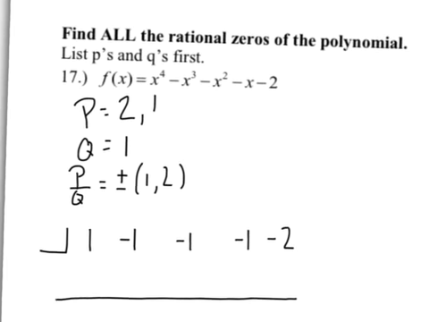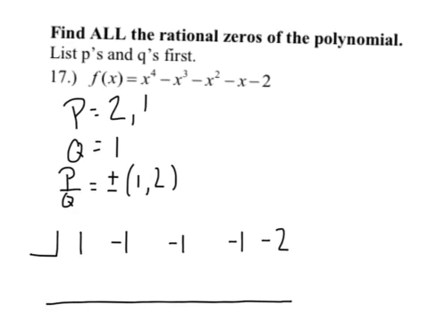Question 17 says find all the rational zeros. All the rational zeros are the answers to the polynomial. First thing it says to do is list p's and q's. That's what I did here. P was 2, q was 1, and then I did the factors plus or minus 1 and 2. Then all I'm doing is synthetic division. I'm looking to get 4 answers total.